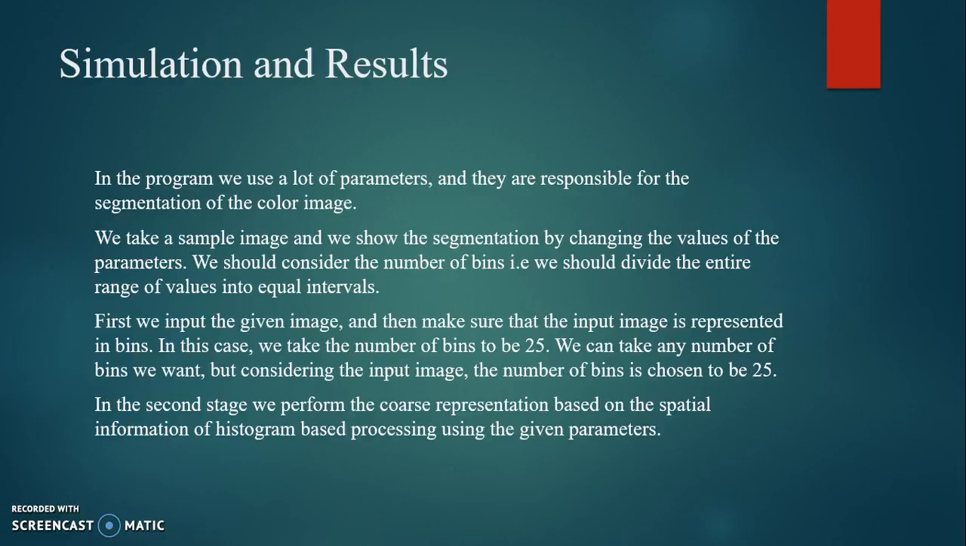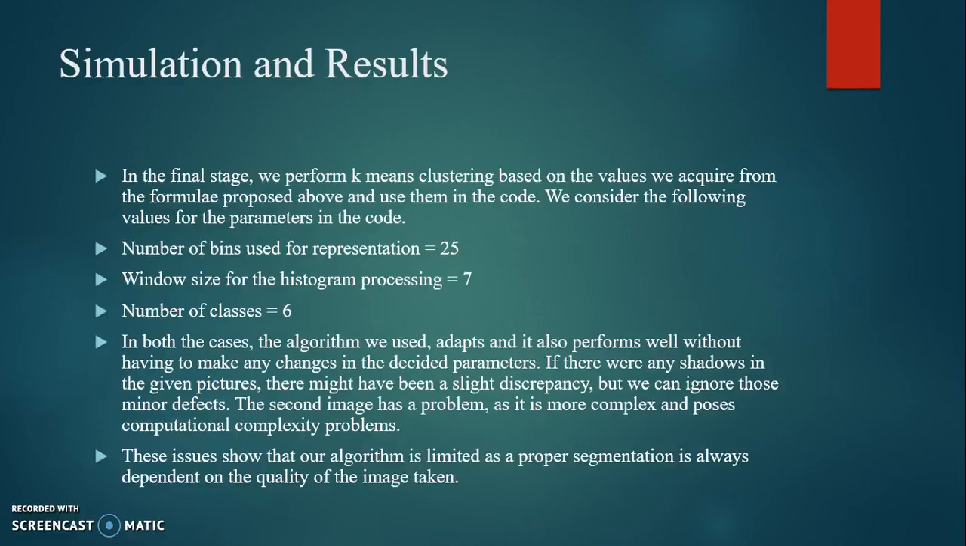In this case, we can take the number of bins to be 25. We can take any number of bins we want, but considering the input image, the number of bins is chosen to be 25. The second stage, we perform the coarse representation based on the spatial information of histogram-based processing using the given parameters. In the final stage, we perform k-means clustering based on the values we acquire from the formulae proposed above and use them in the code.